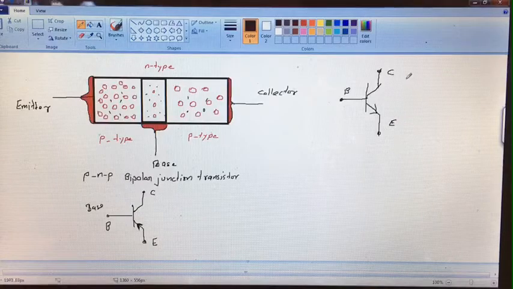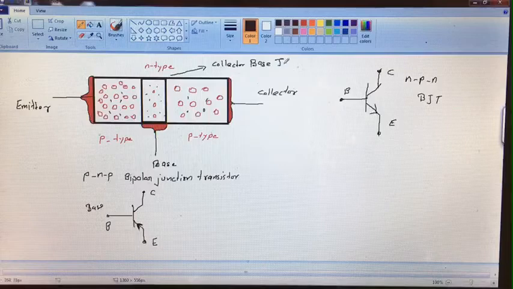This is NPN, bipolar junction transistor. There are two junctions. This one is collector base junction, and this one is emitter base junction.